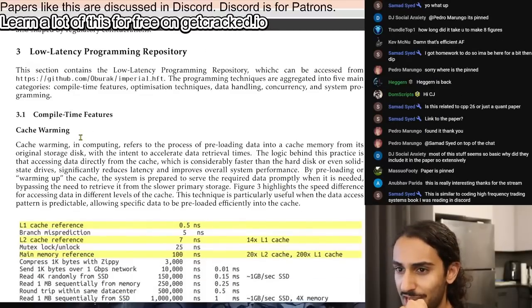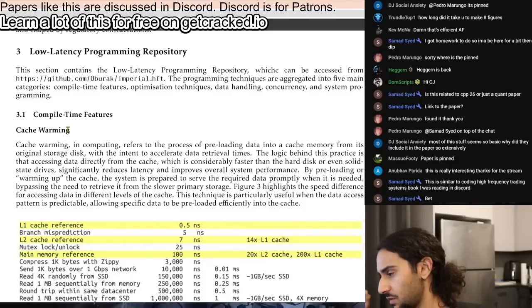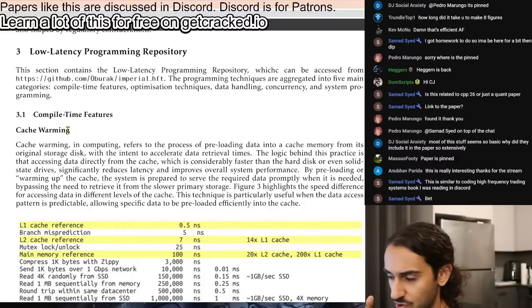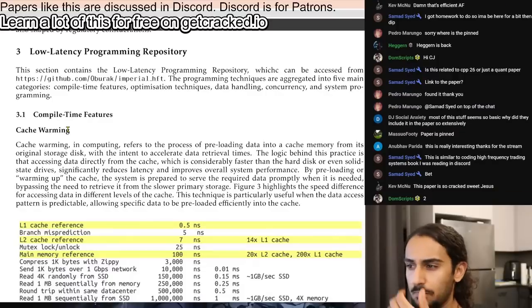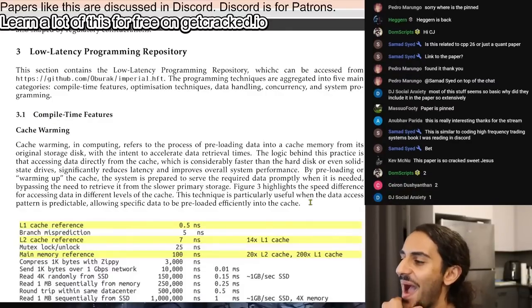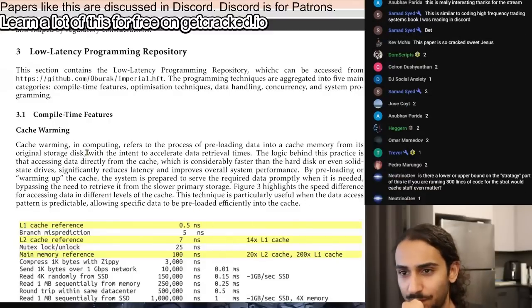All right, let's talk about cache warming. Is anybody in chat familiar with what cache warming is? 1 if you know what cache warming is, 2 if you don't. Okay, and nobody knows what it is, so let's read it over together.